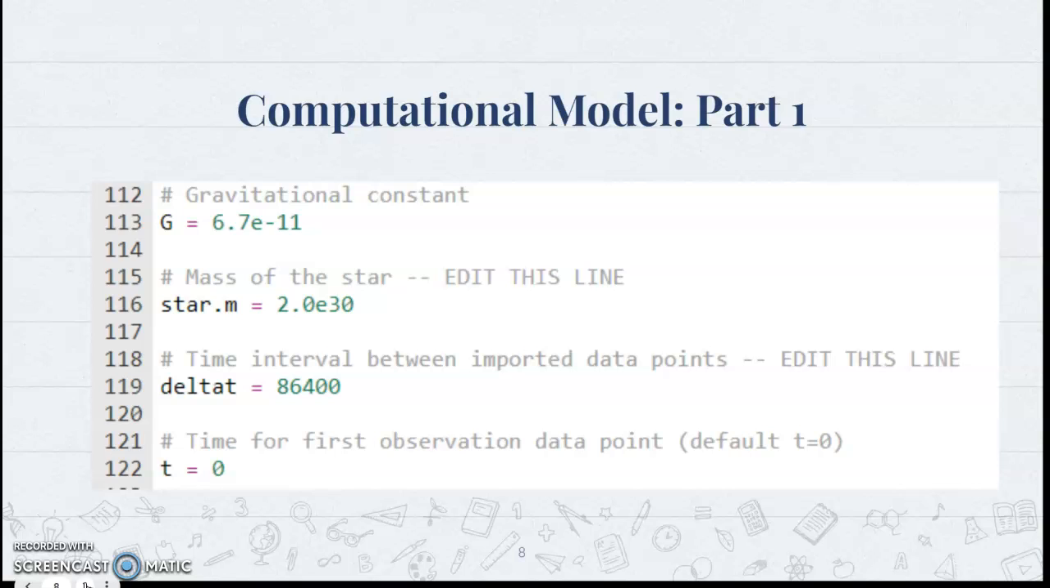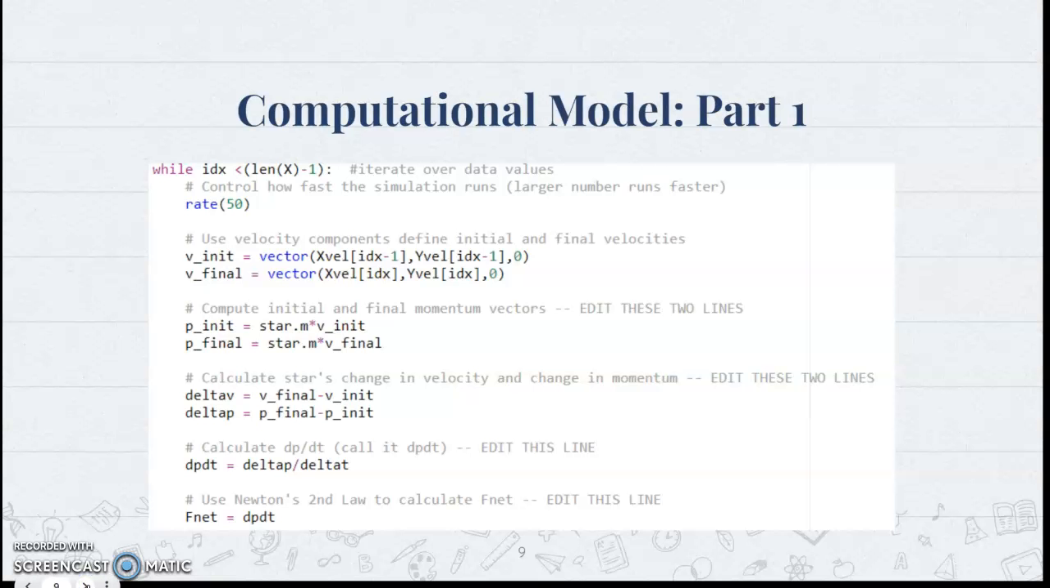In order to do that, we had to calculate F net, F net parallel, and F net perpendicular. Here in the code, we inputted the necessary variables to start the process: the gravitational constant, the given star mass, and delta t, which is just the number of seconds in one day. I then inputted the formulas formerly discussed to calculate the initial and final velocity and position of the star that was near the black hole.